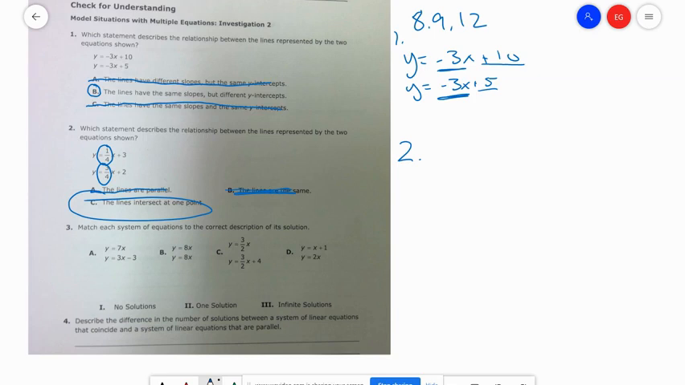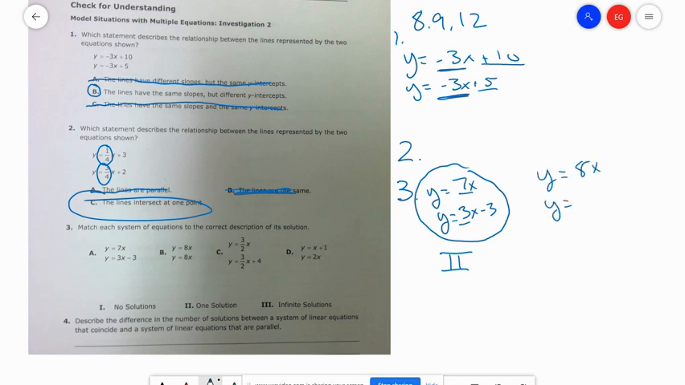Number 3, match the systems of equations to the correct descriptions of its solution. So once again, y is equal to 7x, y is equal to 3x minus 3. Get it into this form to tell you different slopes. Different slopes always mean one solution. So that's this. Part B, y is equal to ax, y is equal to ax. Same slope, same slope. So they can either be no solutions or infinite solutions. Technically, the y-intercepts are zeros, so these are exactly the same equations. That means they have infinite solutions.